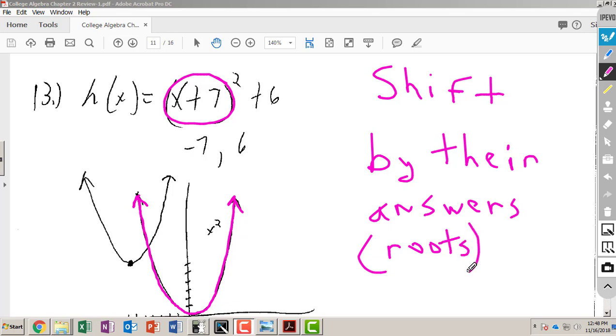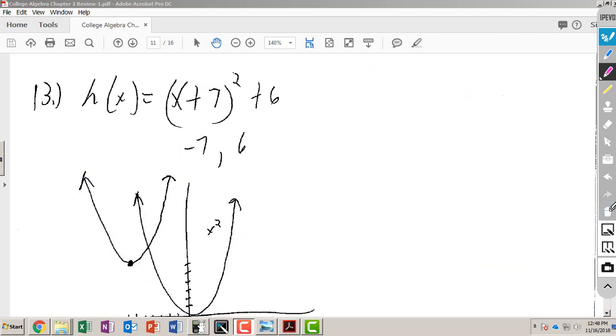Go ahead and find the answer to x plus 7, and the answer to that is negative 7. And this is already in answer form, so this is 6. So here I've got the new location of my x squared graph. I go here to negative 7, and then I go up to 6, and that is where my graph has moved to. So negative 7 and 6, and here's my graph. So that is the answer to number 13: you just shift that to the left 7 and up 6.